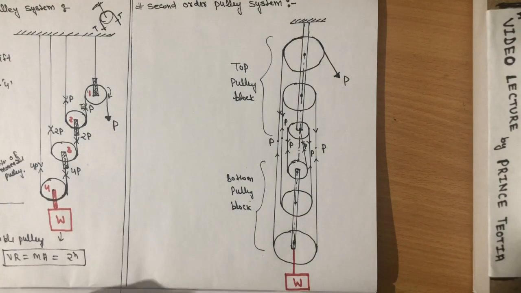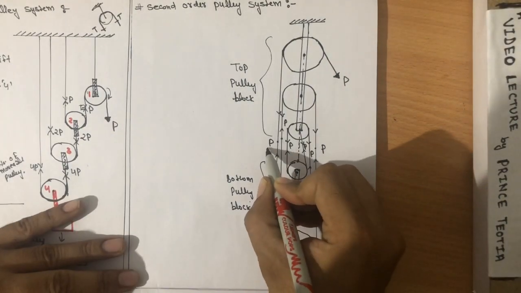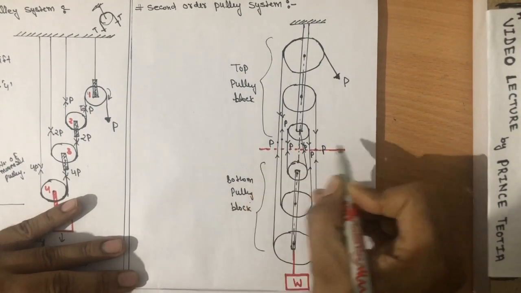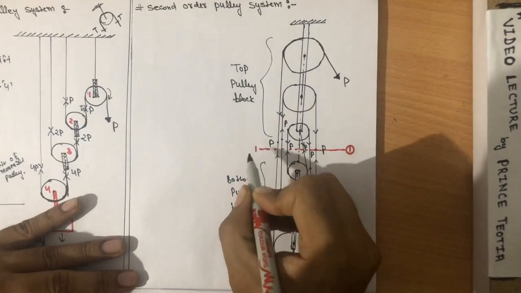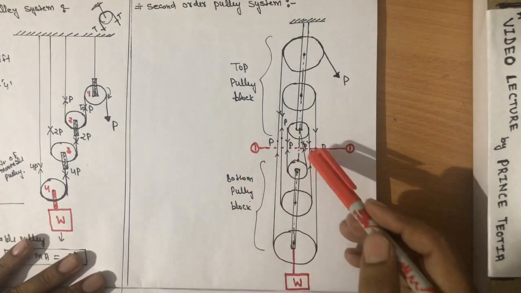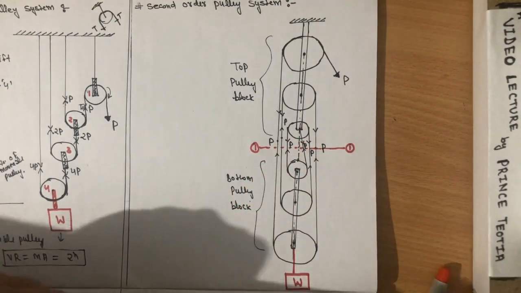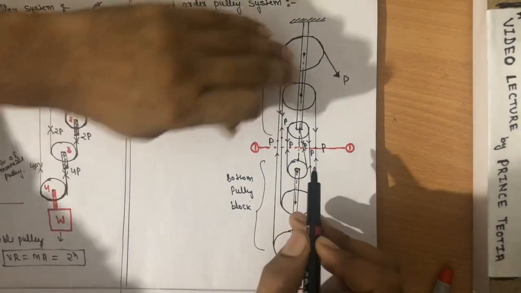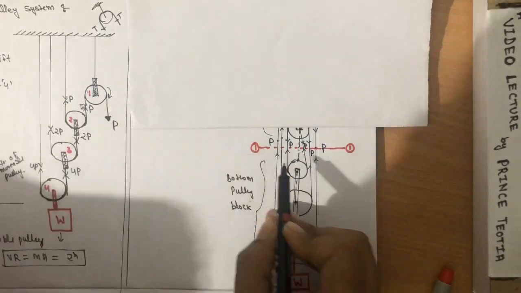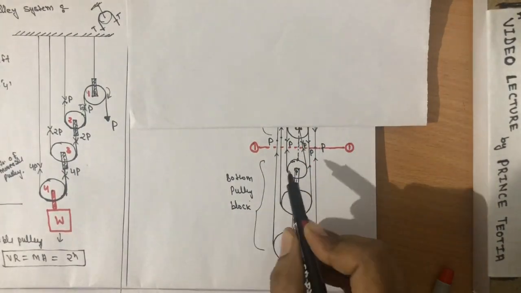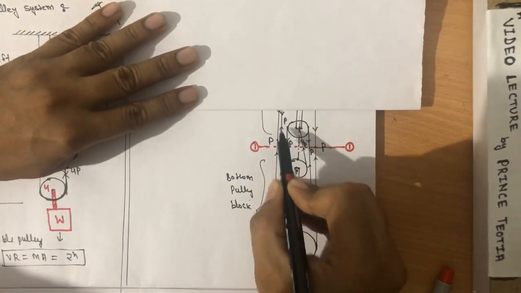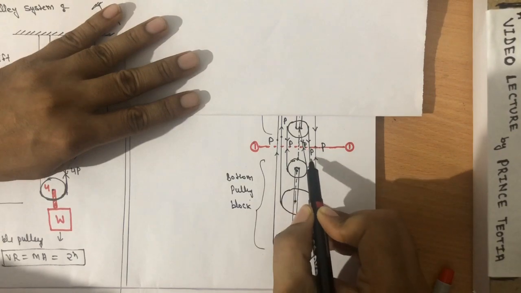Now just take a section and divide both the blocks. This is section 1, and consider this part. If we only consider this part, then this is P in upward direction, this is P in upward direction, this is P in upward direction, this is P, this is W.